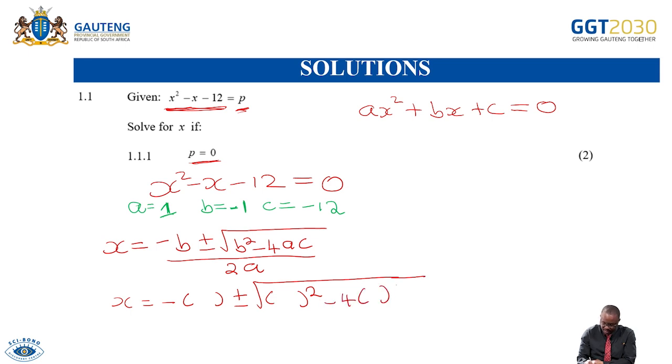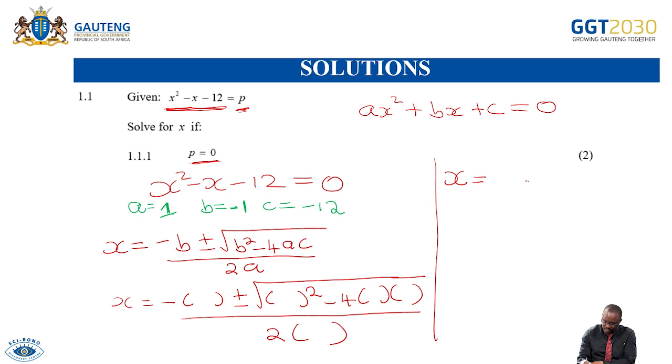So you have 4ac all over 2a. In this case, we are going to have two values of x: x is equal to, or x is equal to. Now, when we substitute there, our b we know is negative 1, and b is also negative 1, but we know that our a is positive 1 and our c is negative 12. And then over 2a, our a is 1.